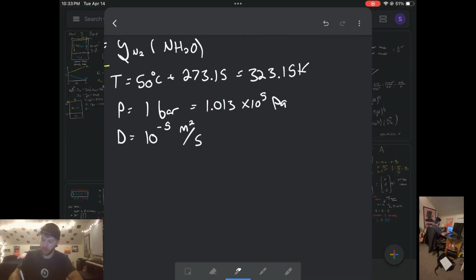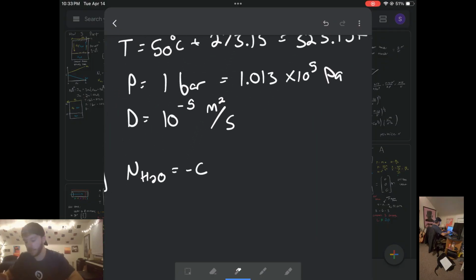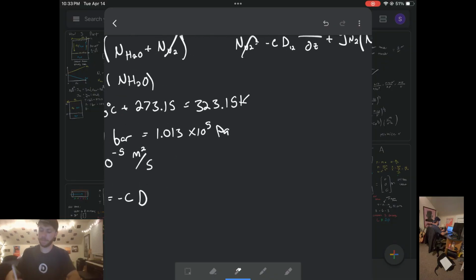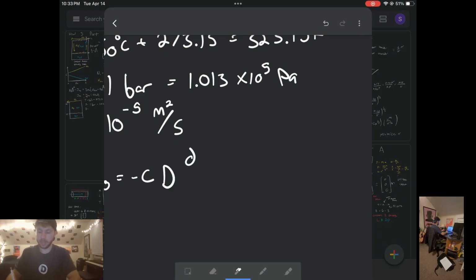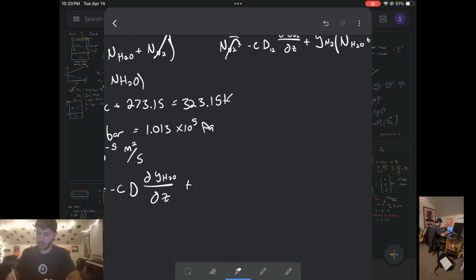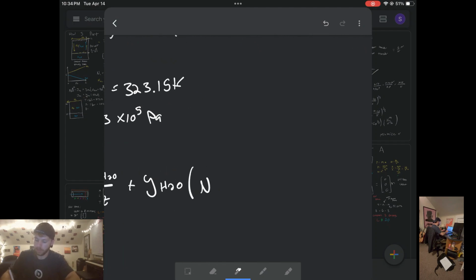We'll say total flux of our H2O is equal to the negative concentration times our diffusion coefficient, and that'll be multiplied by the change in the vapor phase mole fraction divided by our change in position, plus the vapor phase mole fraction of water multiplied by the flux of our water plus the total flux of our nitrogen, which we know goes to 0.